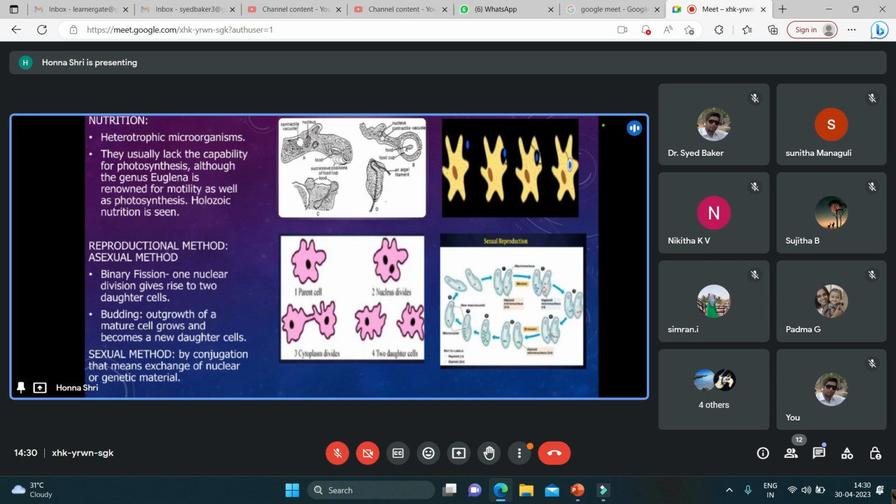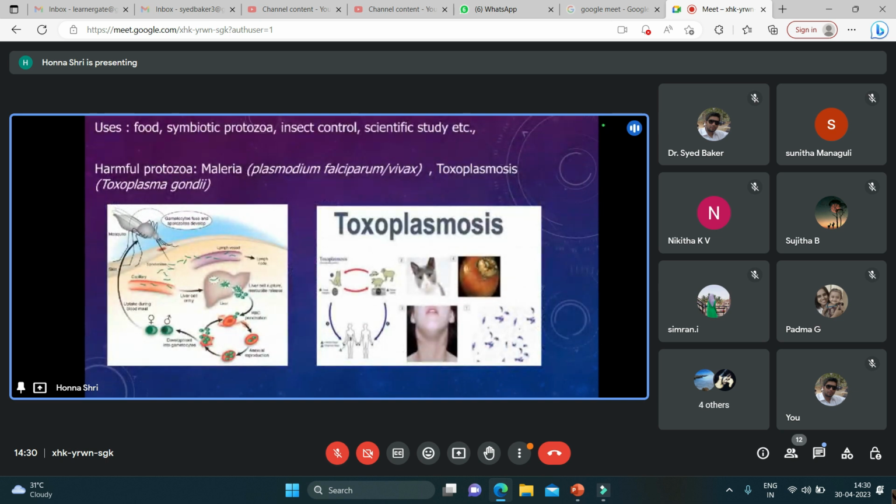Reproduction method. The asexual method is by binary fission, where one nuclear division gives rise to two daughter cells, and another means is budding, where an outgrowth of a mature cell grows and becomes a new daughter cell. The sexual method is done by conjugation, that means exchange of nuclear or genetic material between these cells. And the uses of protozoa are: symbiotic protozoa, used as food, even for insect control and for scientific study.